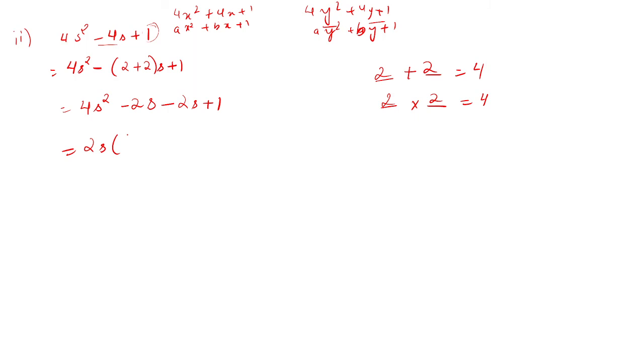2s is common. So if you take 2s out here, you'll be left with 2s, okay? Because you see, you're supposed to get 4s square in the first term. So you multiply 2 into 2s, how much do you get? 4s into s, you end up getting 4s square. So if you have taken out 2s already from here, what is left? You'll be left with 1.